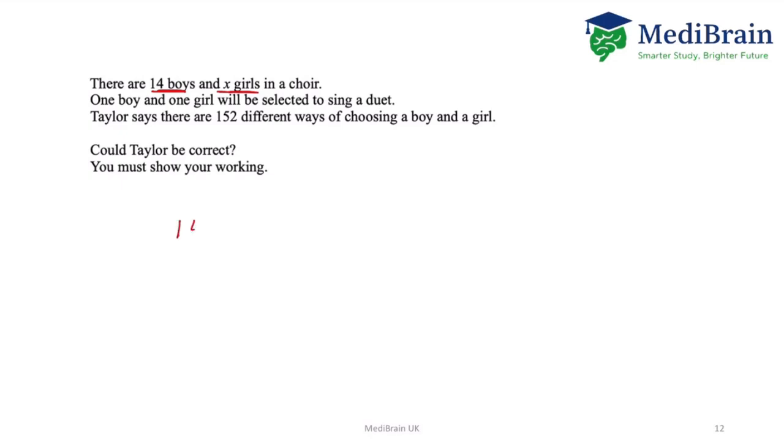Okay, so we had 14 boys. We don't know the number of girls, so we're going to multiply it by X. Taylor says there are 152 different ways. So what he's saying is that if you multiply the number of boys by the number of girls, the answer would be 152. Is he right? Now if we look at rearranging the formula, we have 14 multiplied by X equals 152. 14 multiplied by X is the same as 14X, and that's the same as 152.